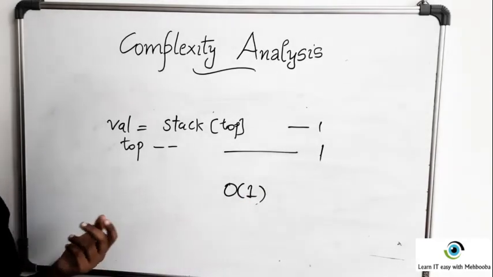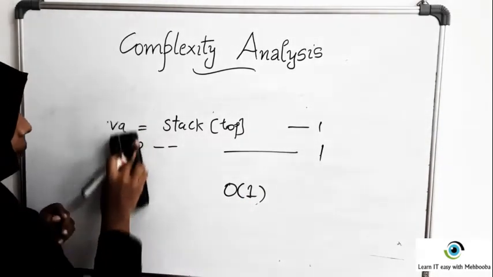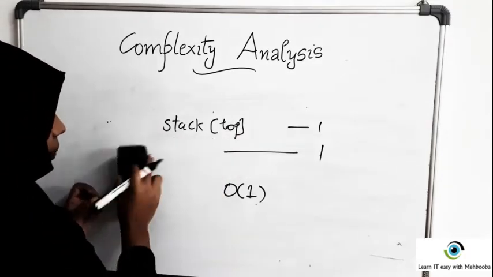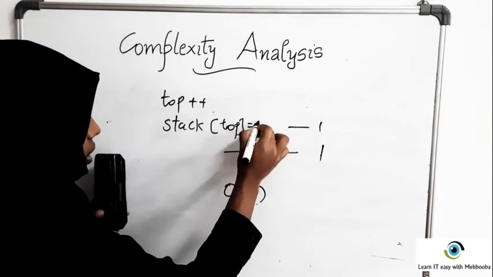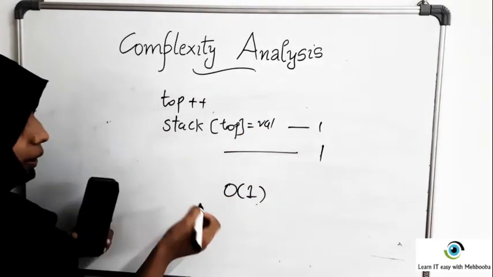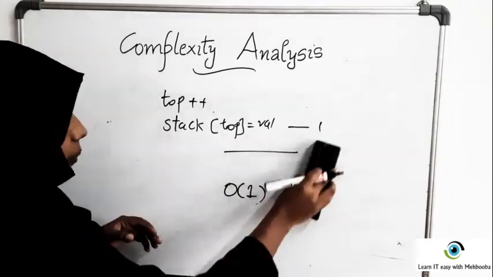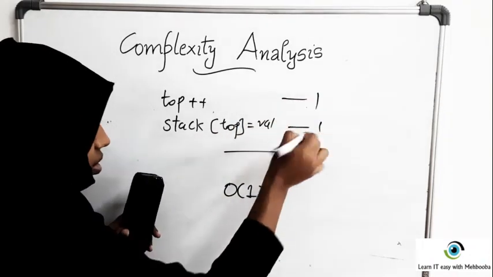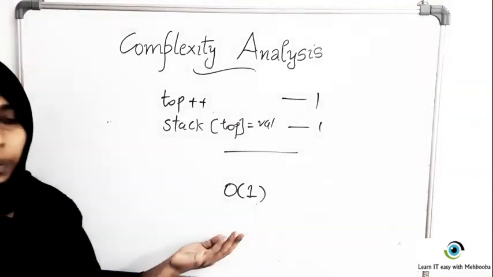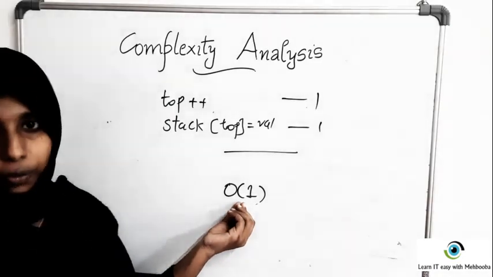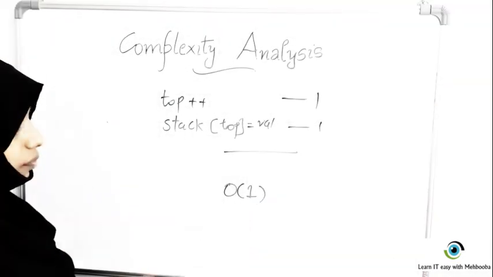Again for push, you will increment top and you will push the value in some variable into stack of top. Again the same complexity: this will be running exactly once, and this will be running exactly once, giving you constant complexity, which can be denoted by order of 1.